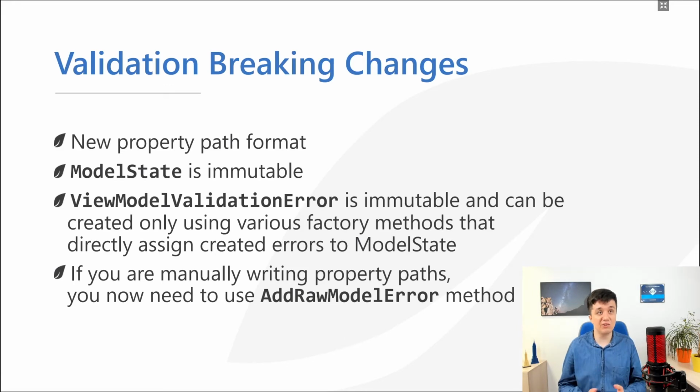So if you were basically relying on automatic validation and you have been using our API for adding manual errors, I mean those various factory methods, you shouldn't have any troubles updating whatsoever. But it's still helpful to keep these changes in mind in case something happens during your upgrade process. So yeah, I mean that's basically it for validation improvements and the validation breaking changes.